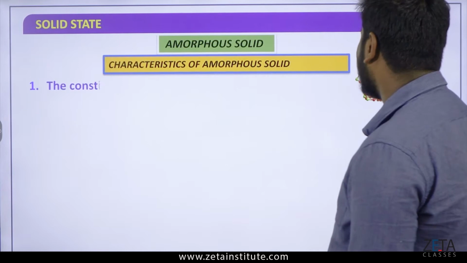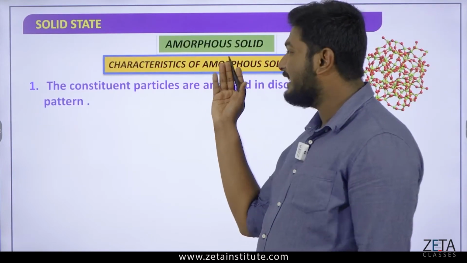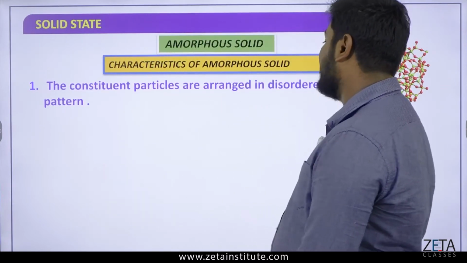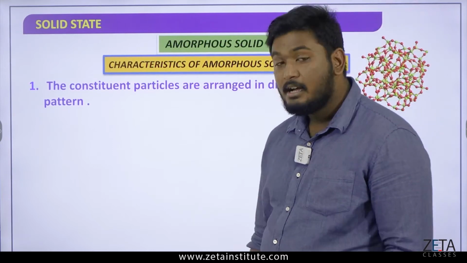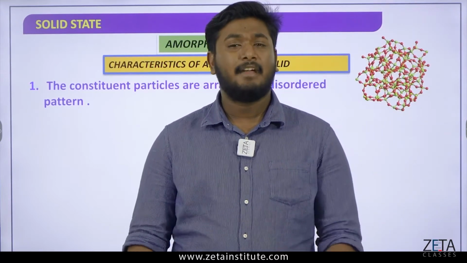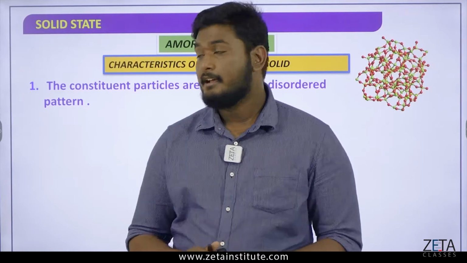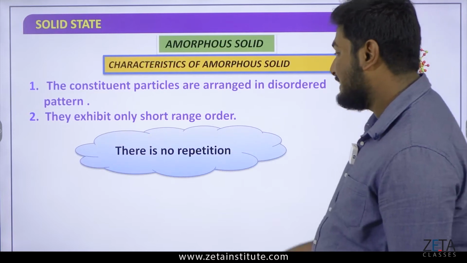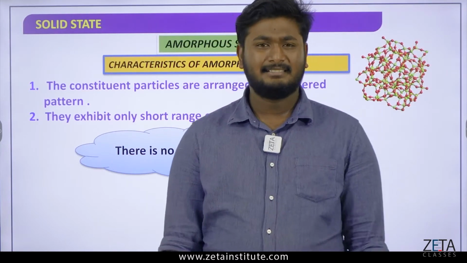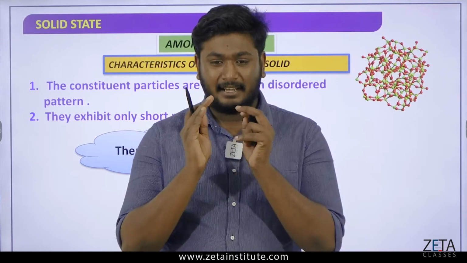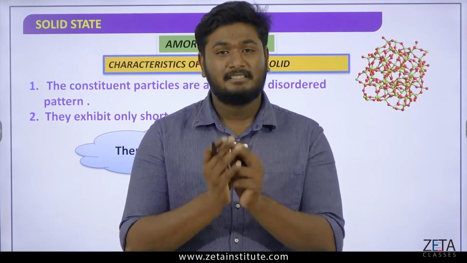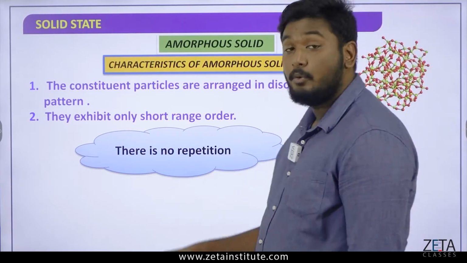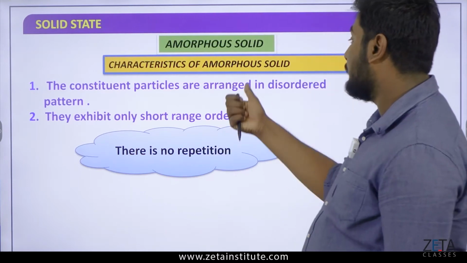Here are the characteristics of amorphous solids. Amorphous means no form. Here the constituent particles are arranged in a disordered pattern, whereas in a crystalline solid they are well arranged in a long range order. Second, they exhibit only a short range order. The arrangement is regular only over a small distance, and there is no repetition. We can connect the term periodicity here: there is no repetition in an amorphous solid.